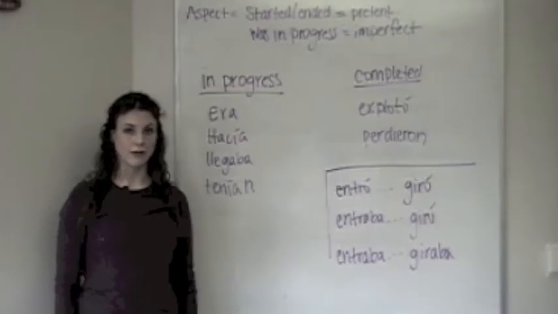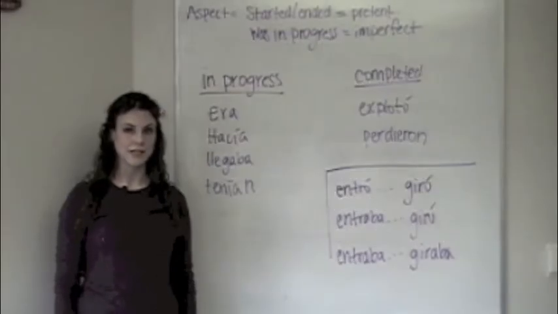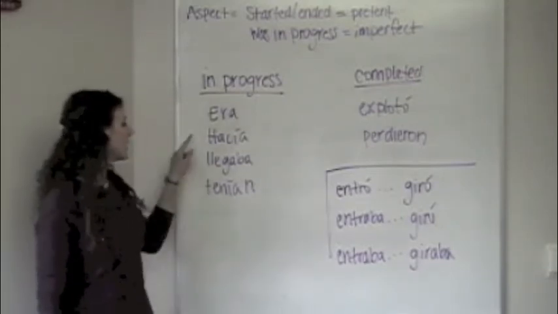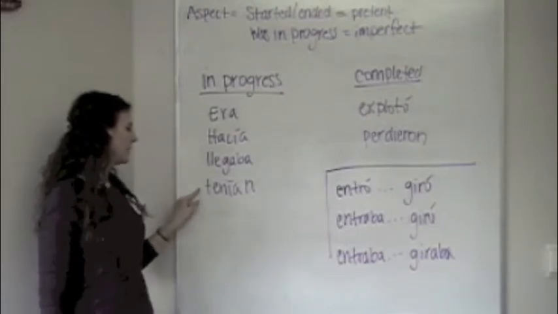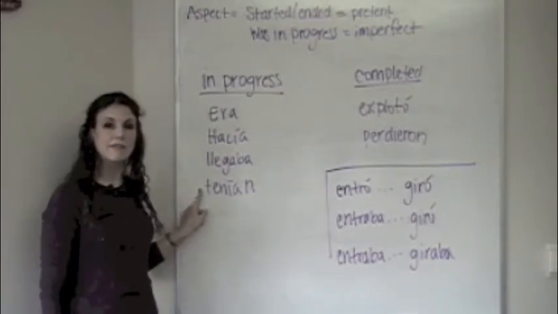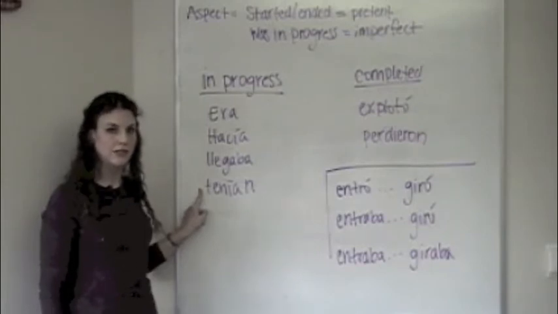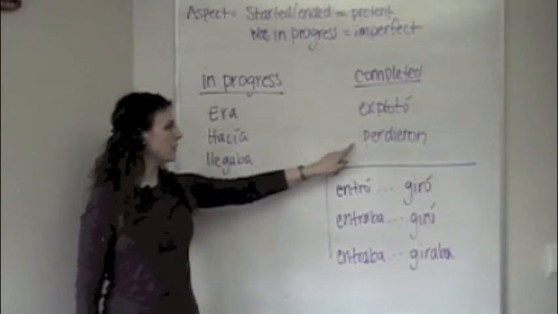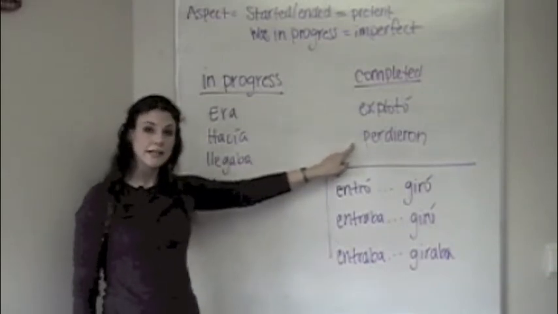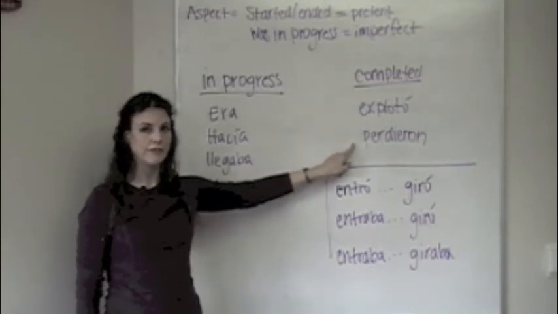Now that we've read a paragraph made of the combined example sentences from the imperfect and the preterite videos, let's look at the verbs in the paragraph. These, era, hacía, llegaba, and tenían, all describe events that were in progress at the moment we described. Explotó y perdieron describe events that were completed at the moment we described in the paragraph.